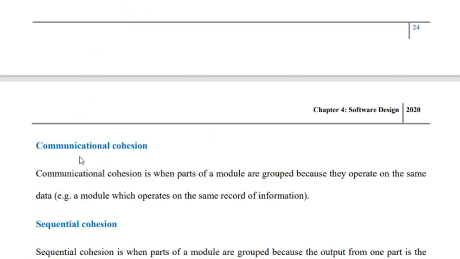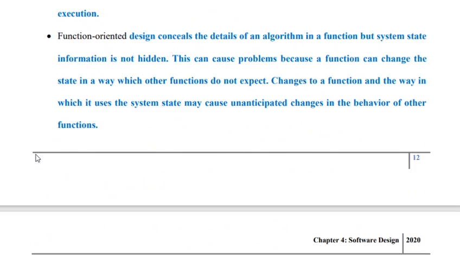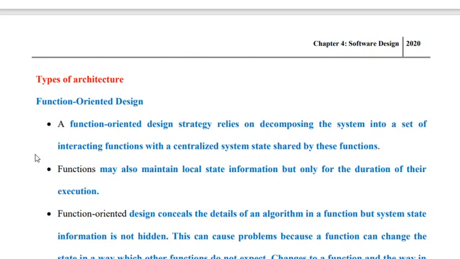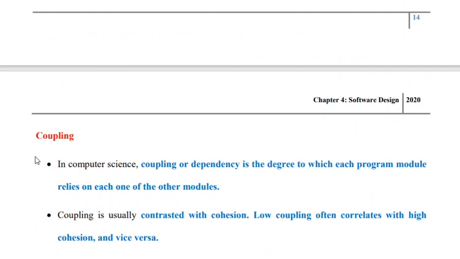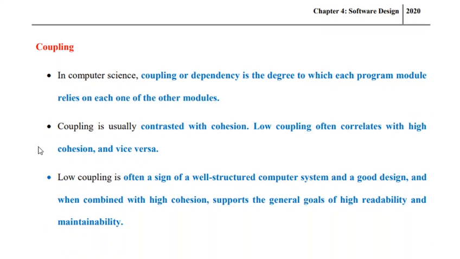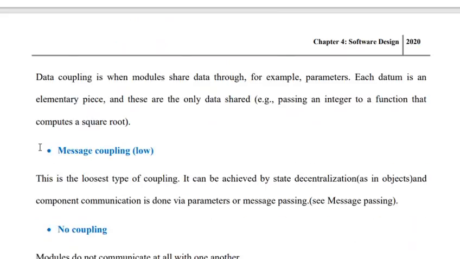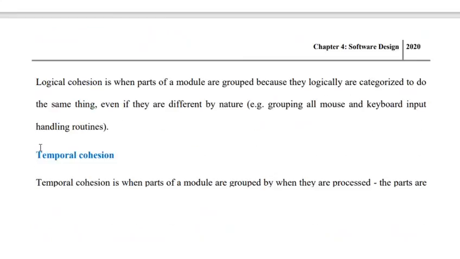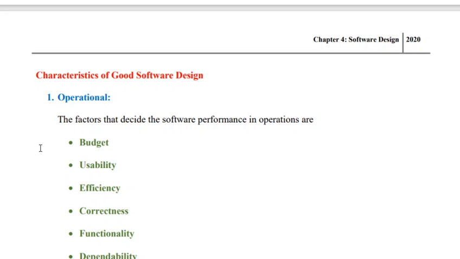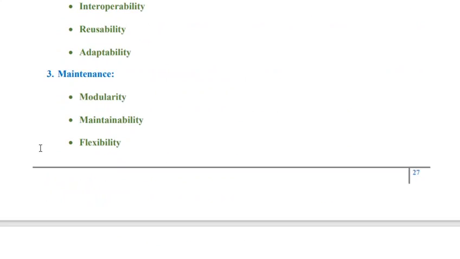Now, in today's class, we have learned about function-oriented architecture and some of its important aspects. Then we differentiated between object-oriented and function-oriented architecture. We learned what coupling is, the different types of coupling, and the desired version of coupling. Then we moved on to cohesion and learned its importance and different types. We also learned about the goodness criteria that a design should exhibit, which are divided into operational, transitional, and maintenance.